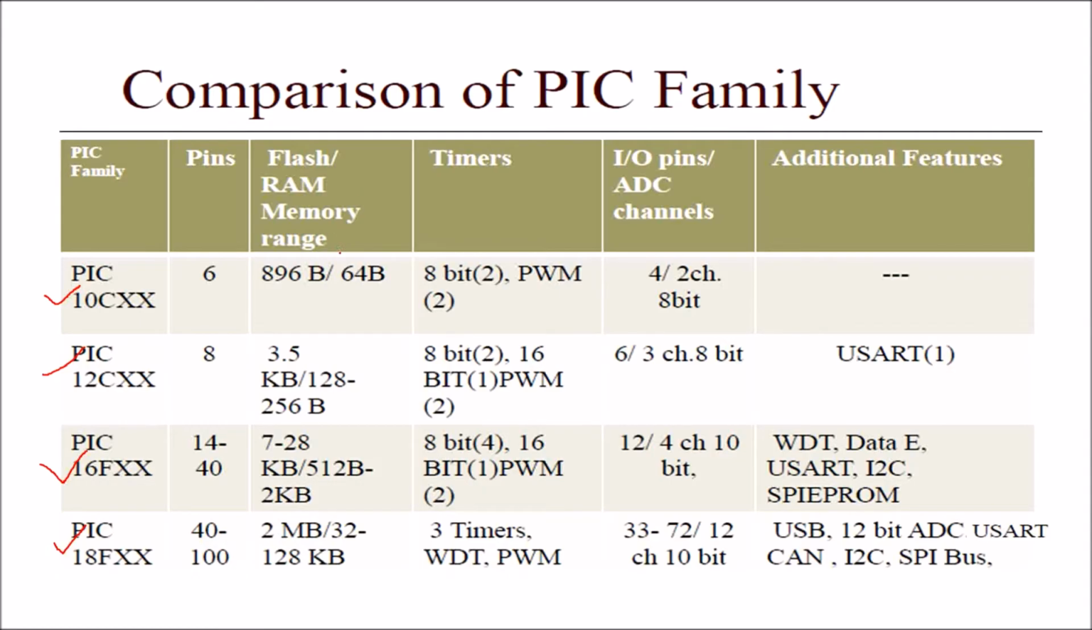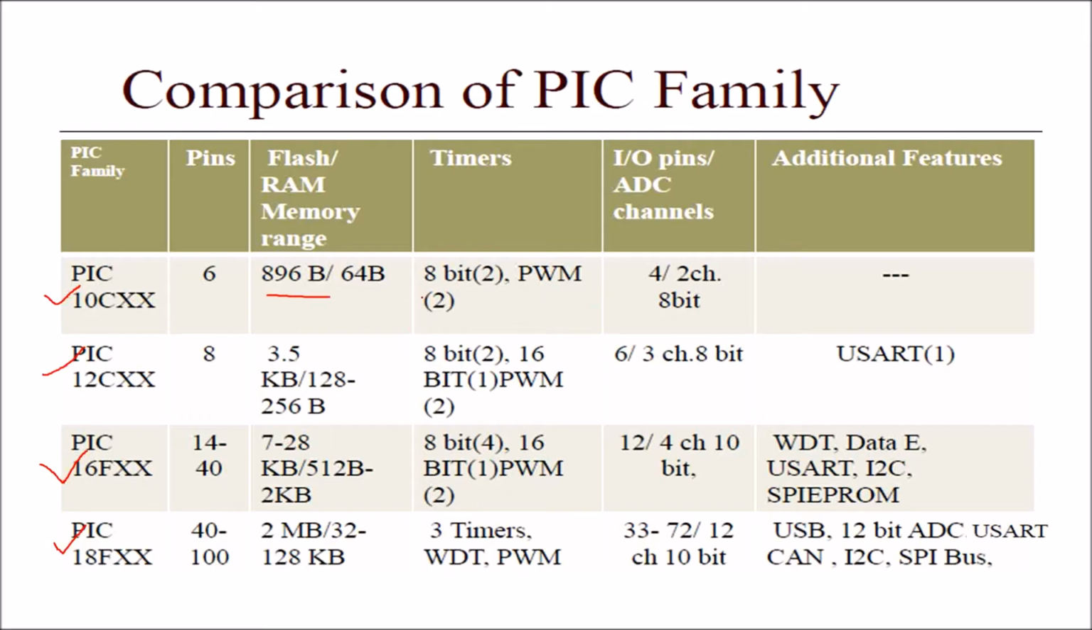Related to flash memory and RAM memory, for PIC10 it is 896 bytes or 64 bytes. Flash memory is 896, RAM is 64 bytes. For 12C, flash is 3.5 kilobytes, whereas RAM depends upon the version, varying from 128 bytes to 256 bytes. PIC16F, flash memory varies from 7 to 28 kilobytes, whereas RAM memory varies from 512 bytes to 2 kilobytes. PIC18F, the flash memory is 2 megabytes, whereas the RAM memory varies from 32 to 128 kilobytes.